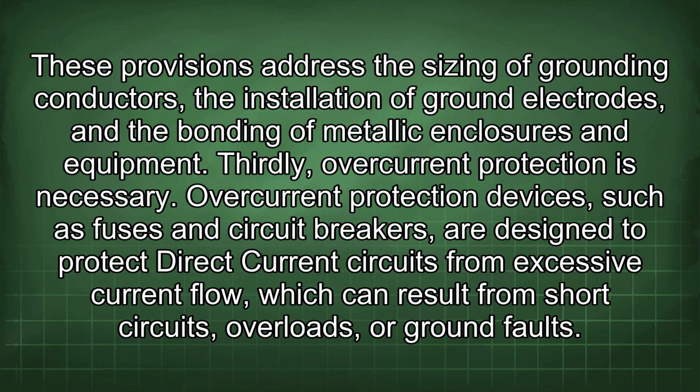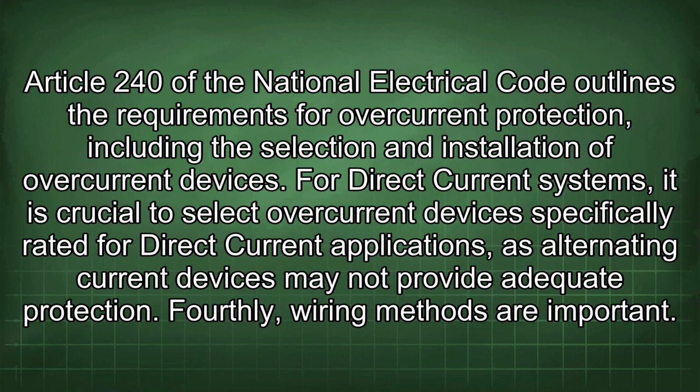Thirdly, overcurrent protection is necessary. Overcurrent protection devices, such as fuses and circuit breakers, are designed to protect direct current circuits from excessive current flow, which can result from short circuits, overloads, or ground faults. Article 240 of the National Electrical Code outlines the requirements for overcurrent protection, including the selection and installation of overcurrent devices. For direct current systems, it is crucial to select overcurrent devices specifically rated for direct current applications, as alternating current devices may not provide adequate protection.